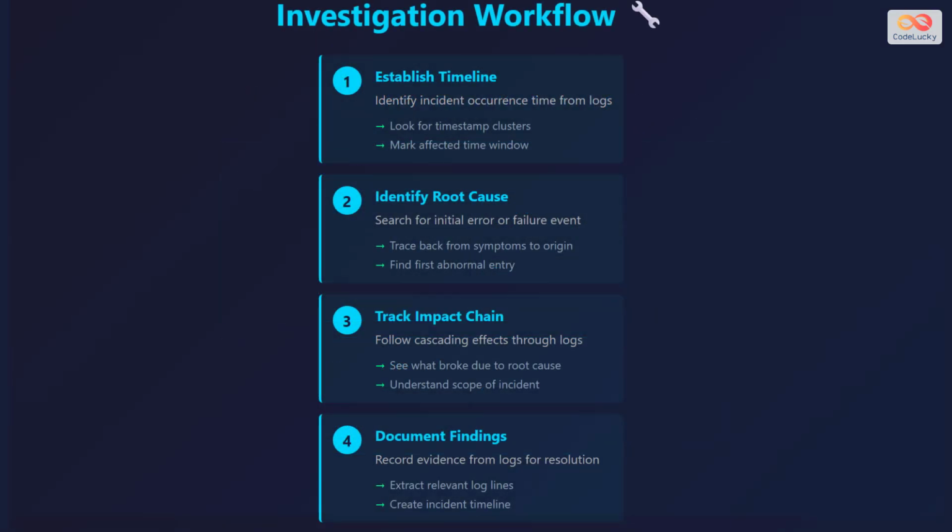A systematic approach improves investigation efficiency. First, establish a timeline by identifying when the incident occurred. Look for timestamp clusters in the logs to mark the affected time window. Second, identify the root cause by searching for the initial error or failure event. Trace backward from the symptoms to find where the problem started. Third, track the impact chain to see what other systems were affected by the root cause. Follow the cascading effects through the logs to understand the full scope. Finally, document your findings by extracting relevant log lines and creating a detailed incident timeline. This documentation becomes crucial for fixing the problem and preventing recurrence.